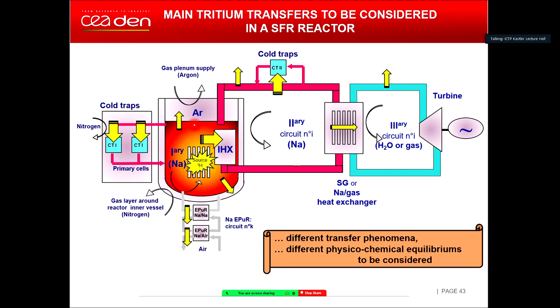what about the tritium? Here you can see a general scheme of the circuits. You can see here the primary circuit. You can see the core, the source of hydrogen and tritium here. For the primary, here you have, not integrated, but just as a principle, two cold traps, for example, and we have a possibility to trap a part of the tritium in the primary cold traps. But you have also diffusion and transfer of tritium from the primary to the intermediate circuit, okay? So we have cold traps on the secondary loop, okay?